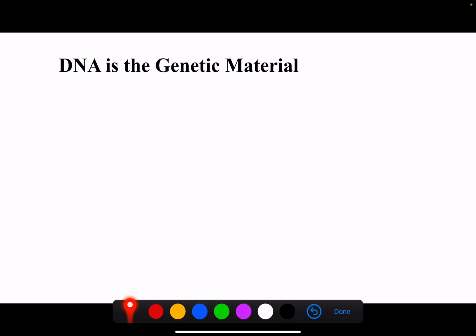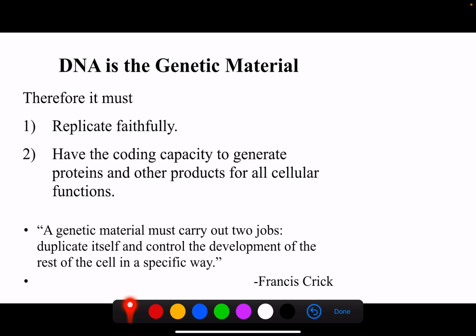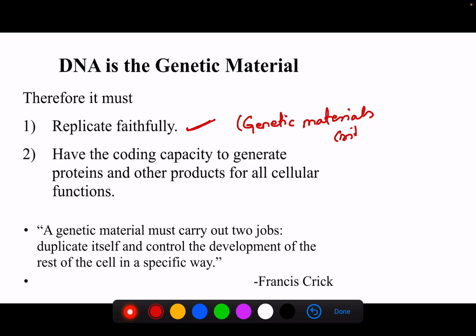Okay. So DNA is a genetic material. DNA should be able to replicate faithfully. This is the criteria of all genetic materials. Genetic material criteria is important. It must have a coding capacity to generate all the proteins. A genetic material must also carry out two jobs: duplicate itself and control the development of the rest of the organism.